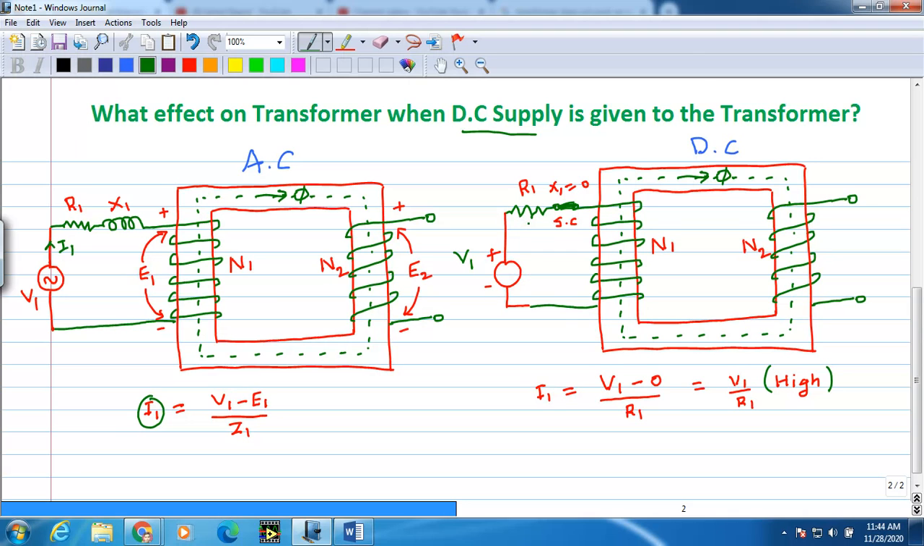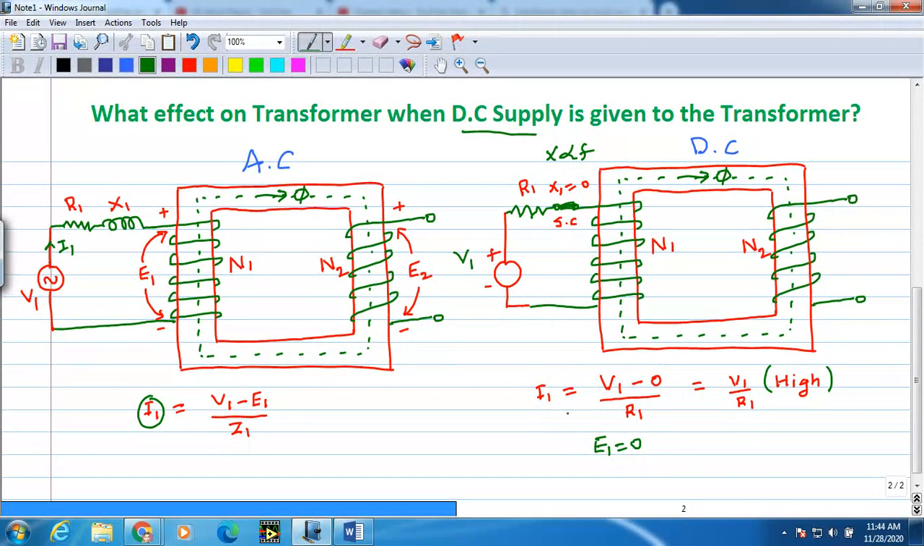Resistance will be active in both types of supply system, AC and DC, but the leakage reactance X1 will be equal to 0, because X is directly proportional to the supply frequency. The supply frequency of the DC system is 0, so the reactance in the primary winding will be equal to 0, and 0 reactance will offer a short circuit. I am indicating a short circuit. Clear? Now, what amount of current? Because there is no induced EMF in the primary winding, what is the value of EMF? E1 will be equal to 0.